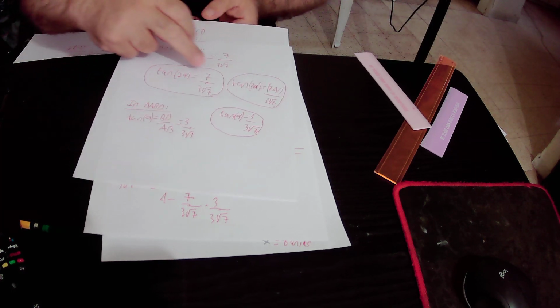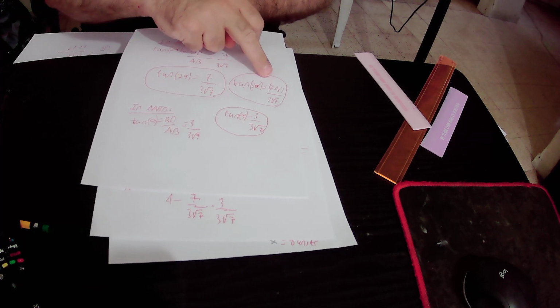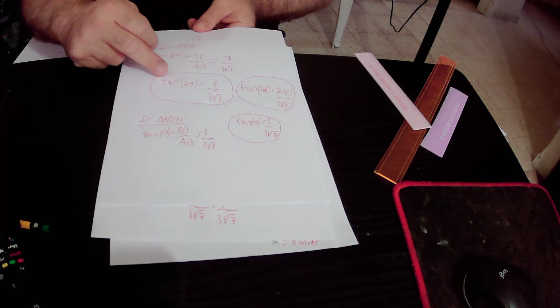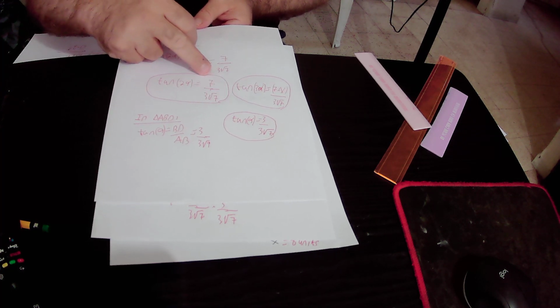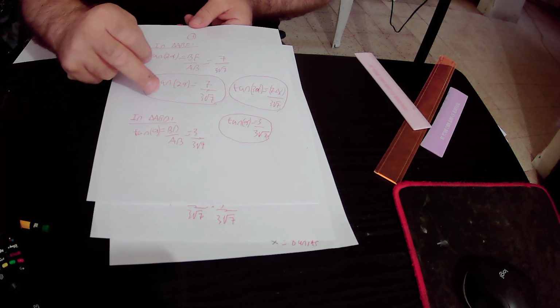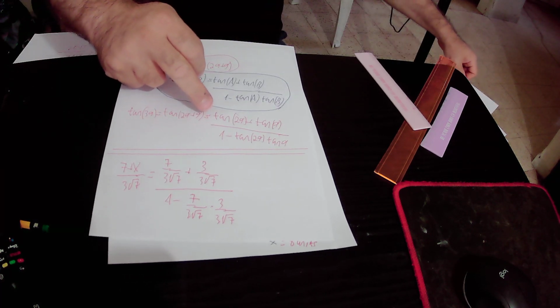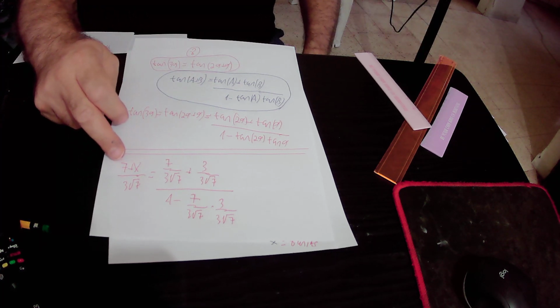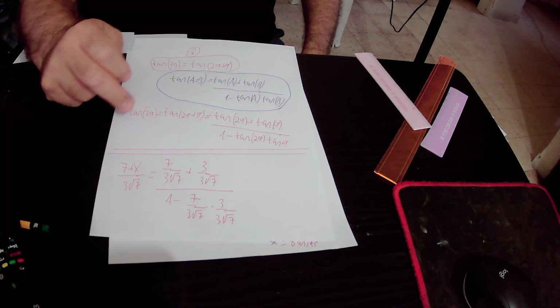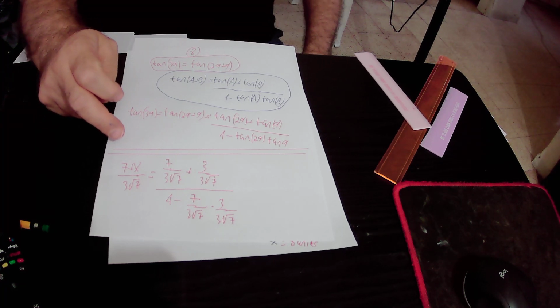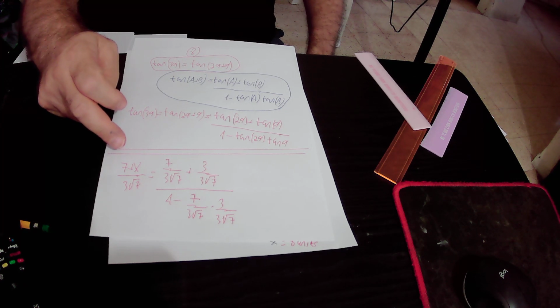We substituted the value of tangent alpha by 3 plus x over 3 times root 7. We substituted the value of tangent 2 alpha by 7 over 3 times root 7, and we substituted the value of tangent alpha by 3 over 3 times root 7 in this equality. After we substituted the values of tangent alpha, tangent 2 alpha, and tangent 3 alpha, we actually solved this simple equality that has only one variable, that is x.